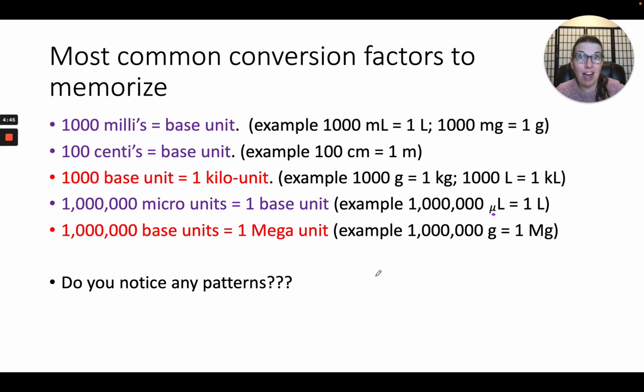So I asked, did you notice any patterns? And I kind of gave that away a little bit already, because both mega and micro are equally far from the base unit. They're both 6 powers of 10 away, or a million. And because the micro makes it 1,000,000 times smaller, we will say 1,000,000 microliters equals 1 liter. But because the mega unit is 1,000,000 times bigger, you have to say there's a lot of little ones in one big one. That's what I like to tell myself to remember. So there's 1,000,000 grams in 1 megagram. Or there's 1,000,000 liters in 1 megaliter. Or there's 1,000,000 bytes in 1 megabyte if you're a computer person.